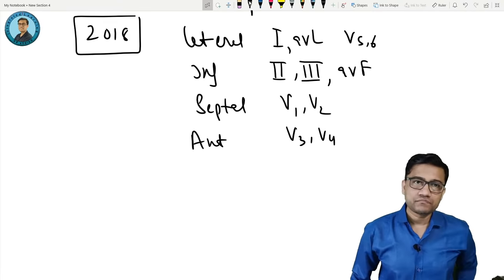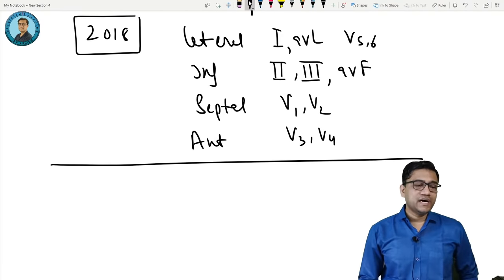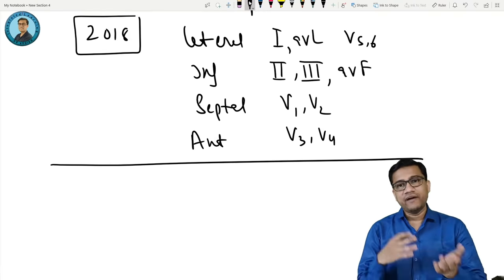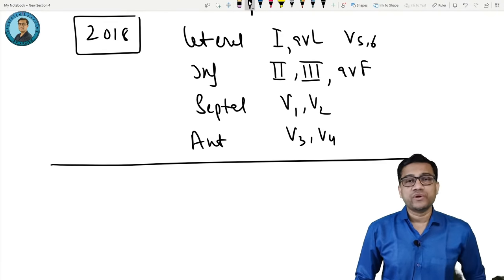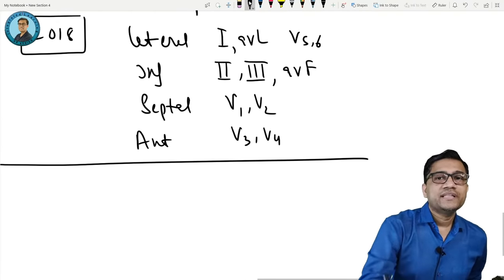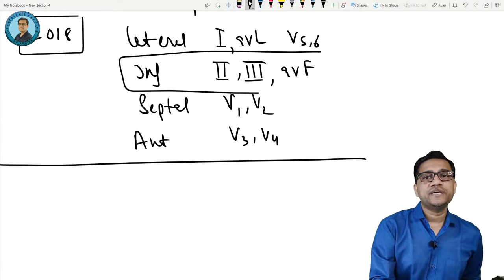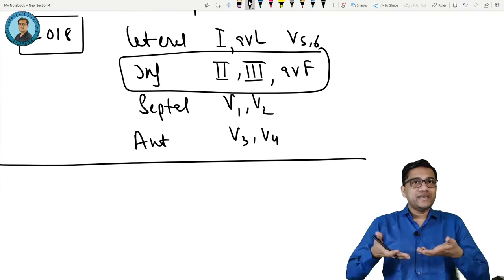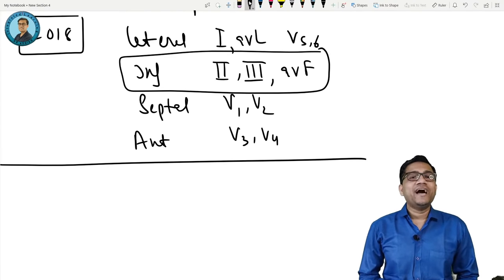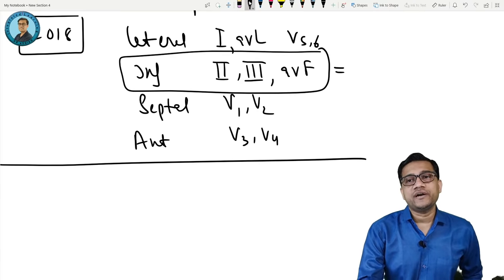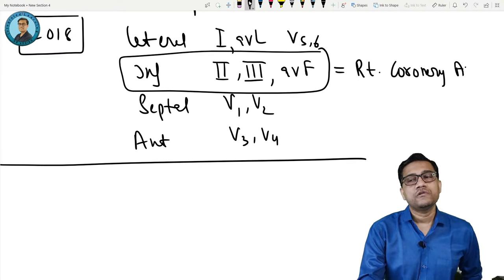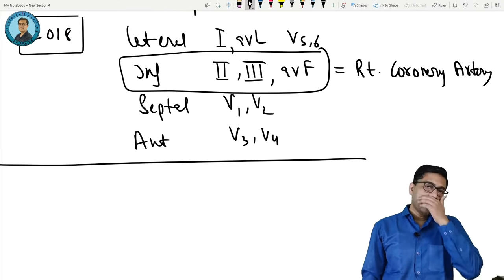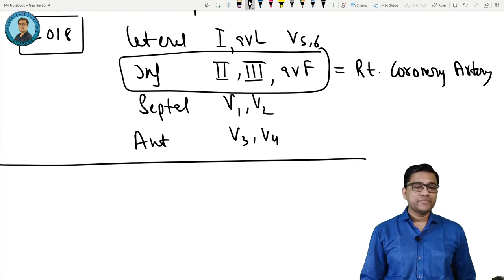Done? Okay. Now, what is the importance of everything? I will come to it very soon. Clear? And remember one thing, that the inferior leads are showing an area which is at the bottom. Are you clear now? And they are supplied by the right coronary artery. So who supplies this inferior wall infarct? Basically the right coronary artery. So don't forget this thing. Right coronary artery is the case.